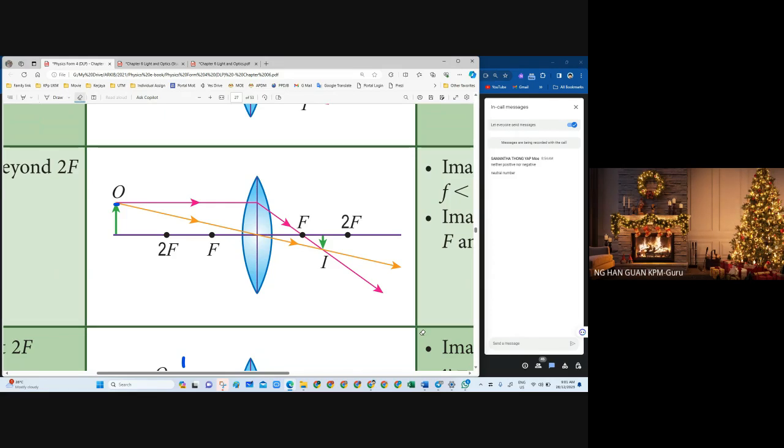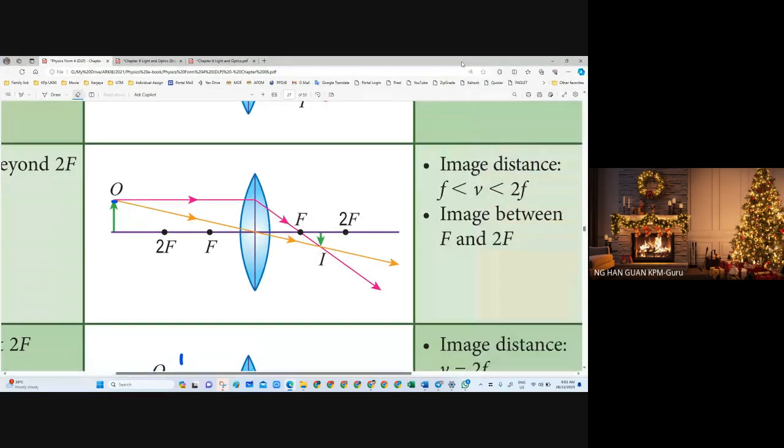Based on this, how are we going to apply the calculation? The formula is 1/f = 1/u + 1/v. To apply this formula in calculations, first thing you have to know: for the convex lens, f is positive. Please take notes. For the concave lens, f is negative.